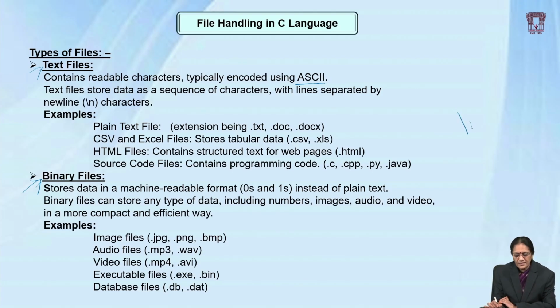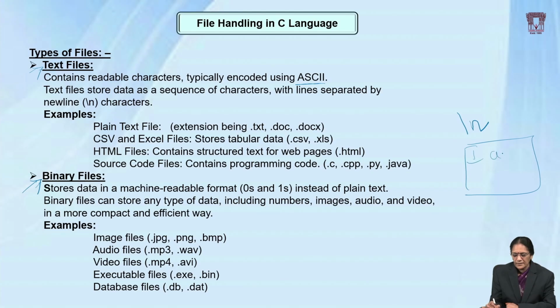That is \n, an escape sequence character, which will help you to move to the next line and which will help you to identify that the remaining data is in the next line. That's how the entire text file is stored, and at the end you will be having the end of file marker. For example, I'm just taking ahead.